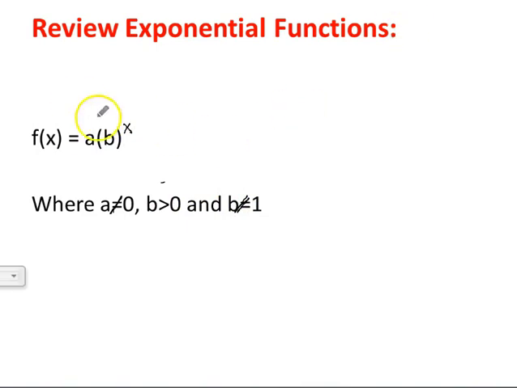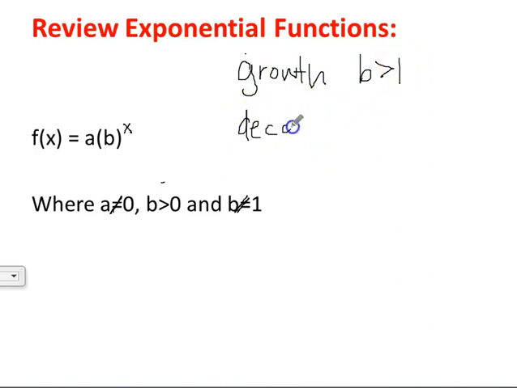Remember, when we talked about exponential growth, that b term had to be greater than 1. If we were talking about decay, that b term is going to be less than 1 but greater than 0. So any type of fraction or decimal, that is our b term. If we have a decimal or fraction, we know that it's going to show exponential decay.